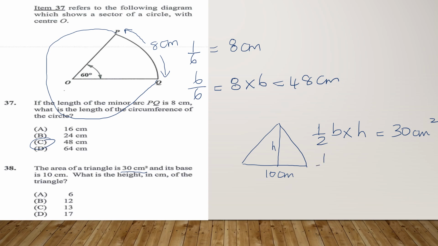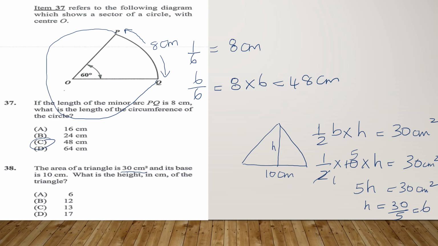So we know half times the base 10 times the height is 30 centimeters squared. So we can cancel here, and we're going to end up with 5h equals 30 centimeters squared. So we're going to divide 30 by 5, which is going to give us 6. So the answer is A. So the height is 6 centimeters.